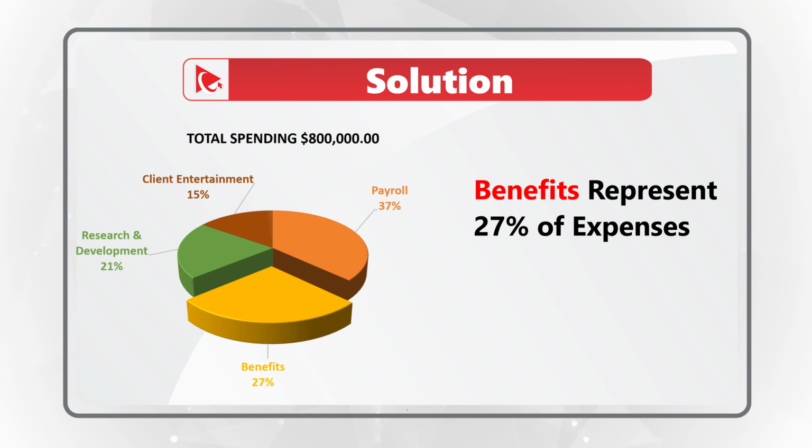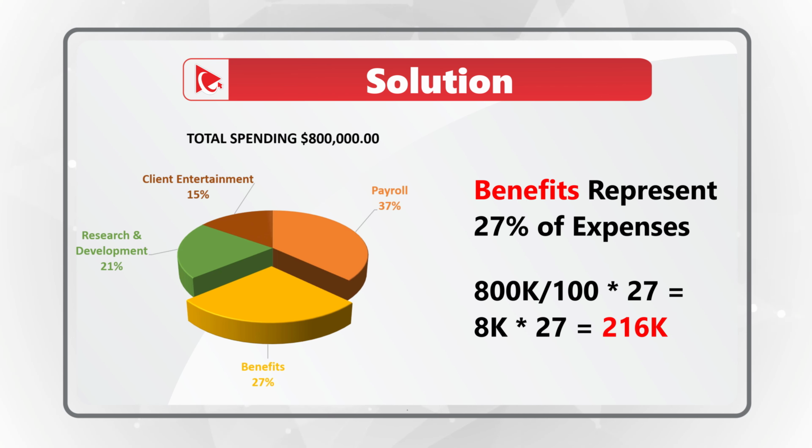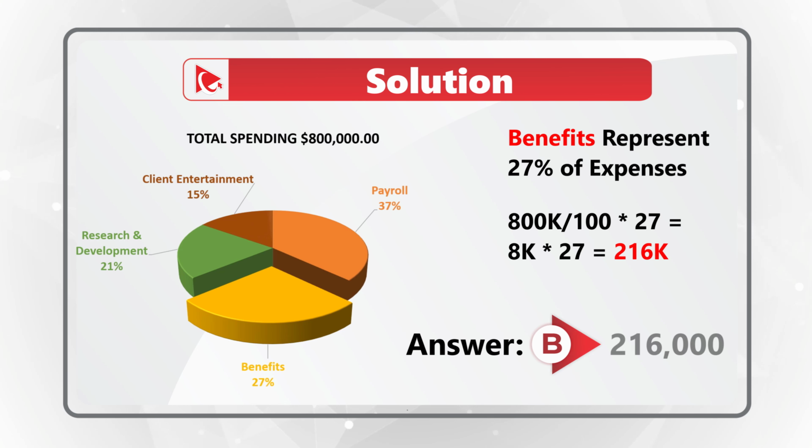To calculate the amount for benefits, we need to divide 800,000, which is the total expense, by 100 and multiply by 27, because benefits represent 27%, which would be 8,000 multiplied by 27, equal to $216,000. So the correct choice here is choice B, $216,000.